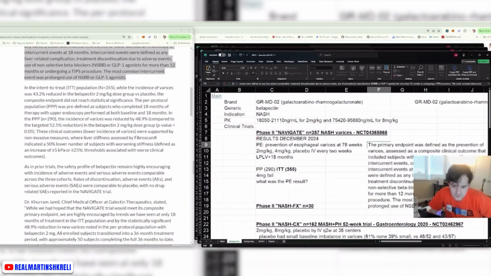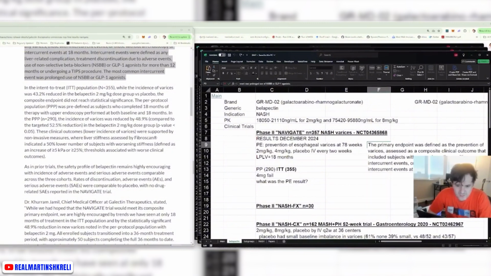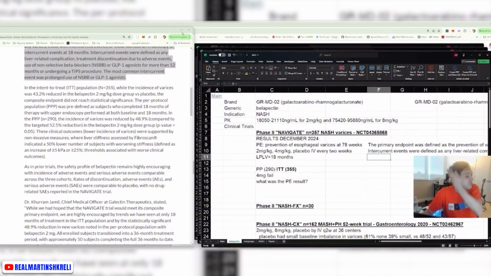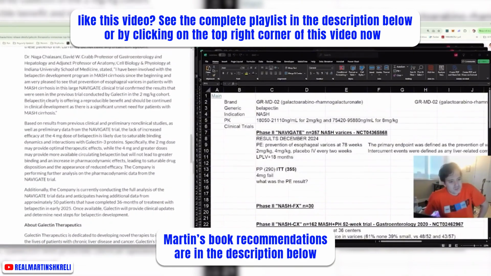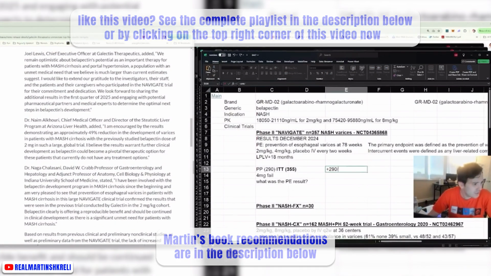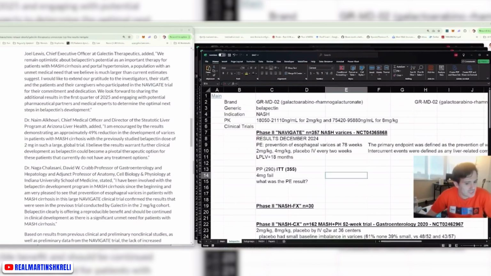Okay. So this is kind of like MACE. This is a little like MACE in cardiovascular, right? Where it's treatment discontinuation from AEs or undergoing TIPS. So they also don't tell us how many people had varices, and I think it's probably really small. And then 43.2. How many people? Okay, so if you have 290 and then you have 3 arms, that's like 96 in each arm. How many varices in each arm?